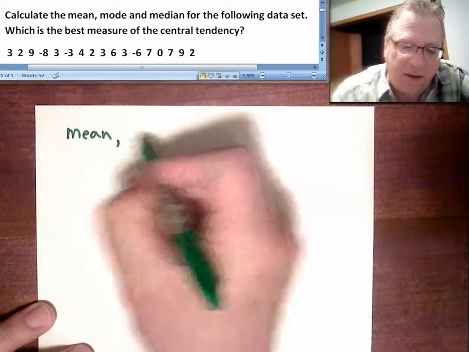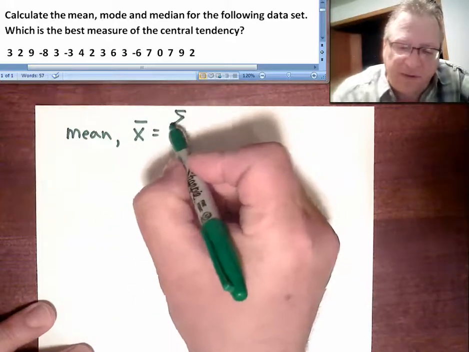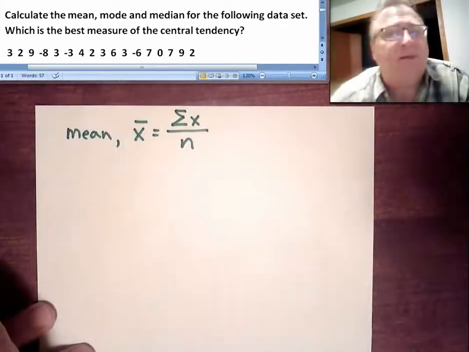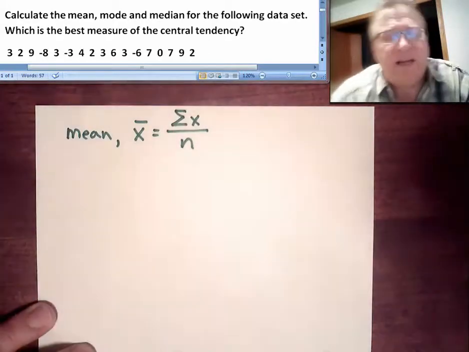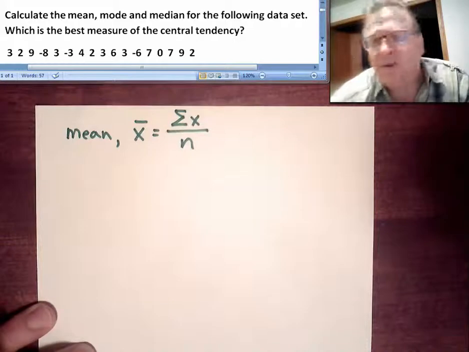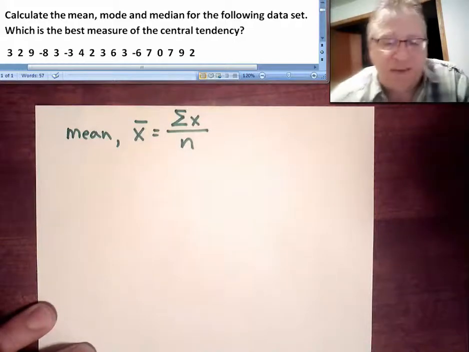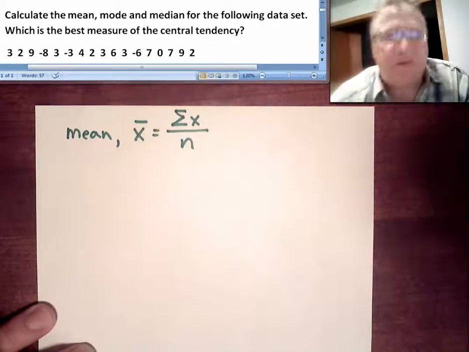The mean, which we often abbreviate x bar, is equal to the sum of the values divided by the number of values. This symbol in the numerator, which looks like a big E, is a Greek symbol. It's the letter sigma, and it stands for the sum of. So the mean is the sum of the x's divided by n, the number of values.